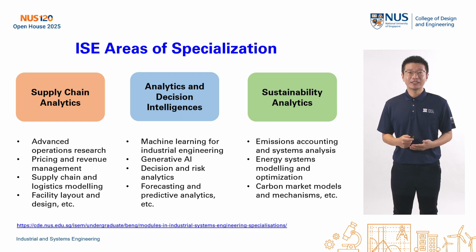Second, data analytics and decision intelligence. This is the specialization for those students who are interested to become business analysts or data scientists in the future. So they get to learn some more advanced courses in machine learning, generative AI, decision analytics, and forecast and predictive analysis.